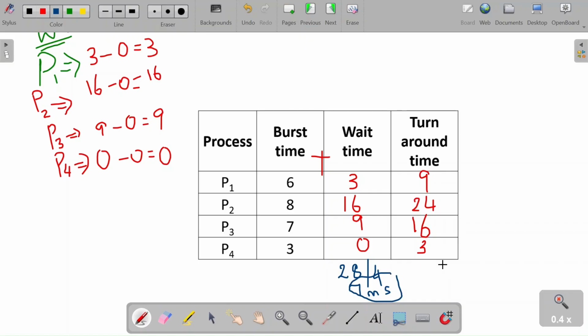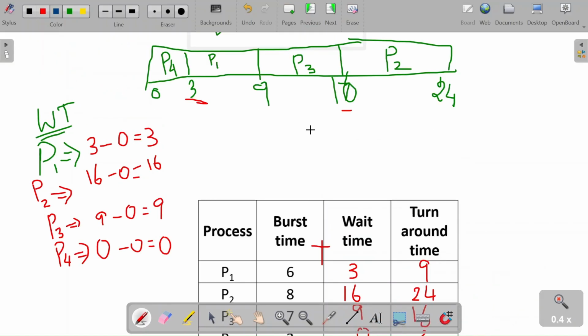Whereas when you add the turnaround times, we have 9 plus 24 plus 16 plus 3. When you add these, the total is 52. So 52 divided by 4 is 13 milliseconds. So with shortest job first, the average wait time is 7 milliseconds and the average turnaround time is 13 milliseconds.